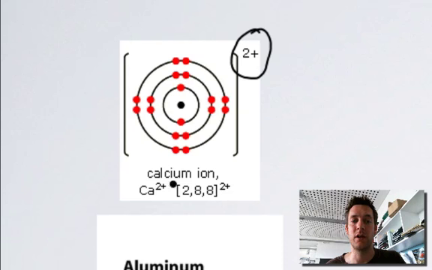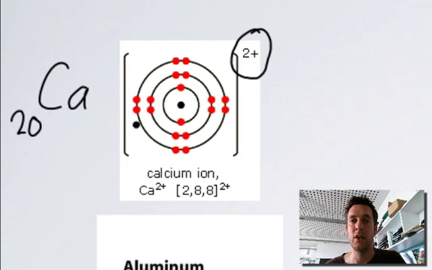Now this calcium ion, Ca2+. Let's have a look at calcium before we start. Calcium has an atomic number of 20. So there's 20 electrons in its atom before it gains or loses electrons. Here's the ion shown with 2 followed by 8 followed by 8 electrons in the shell, so only 18 electrons.